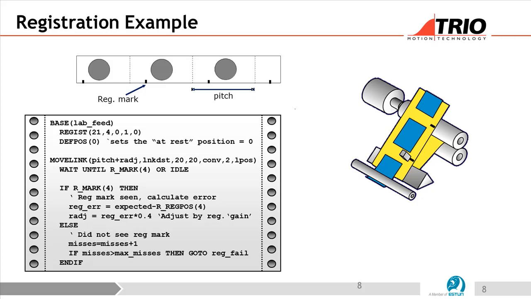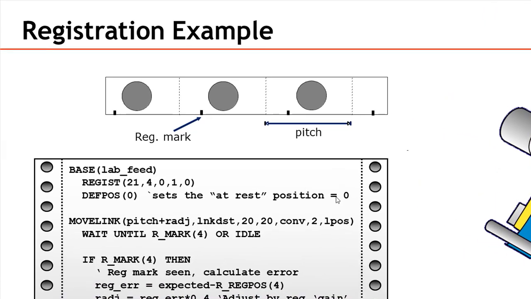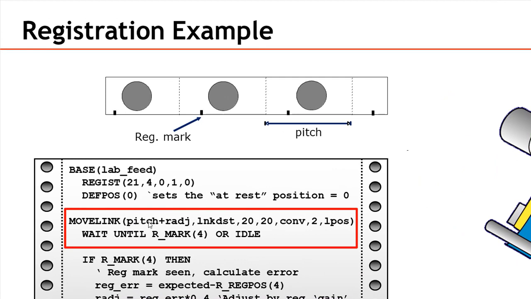So, a little example just showing label feeding there. That's using REGIST 21, just to show it as an example. In this particular case, it does a move link based on the pitch that's been pre-programmed, and it has a little adjustment in there based on the previous cycle label position. So it's like a feedback loop.